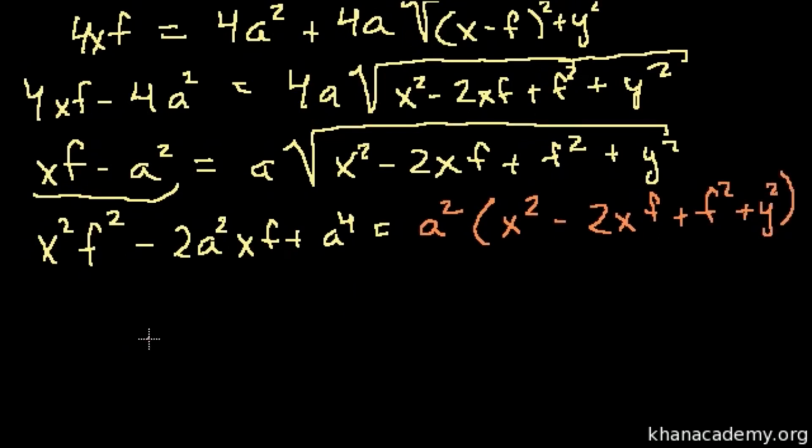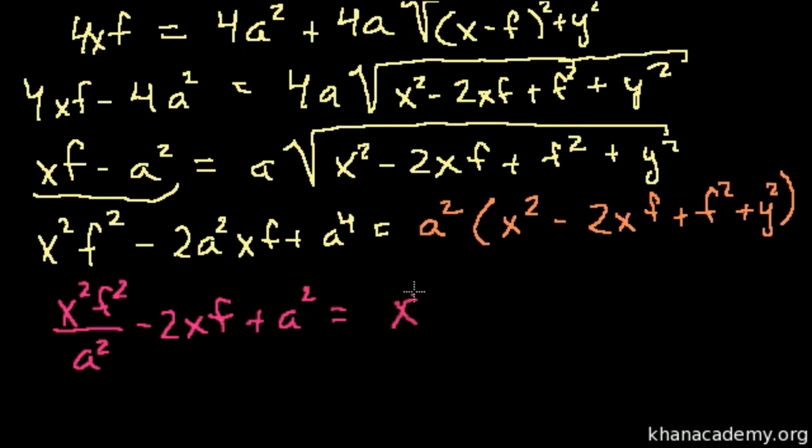This really is quite hairy. And let's see what we can do now. Let's divide both sides of this equation by a squared, and then you get x squared, I'm really just trying to simplify this as much as possible, over a squared minus, so the a squareds cancel out, minus 2xf plus a to the 4th divided by a squared. Well, that's just a squared. So a squared is equal to x squared minus 2xf plus f squared plus y squared. Well, good. There's something to cancel out. There's a minus 2xf on both sides of this equation. So let's cancel that out. Simplify our situation a little bit.